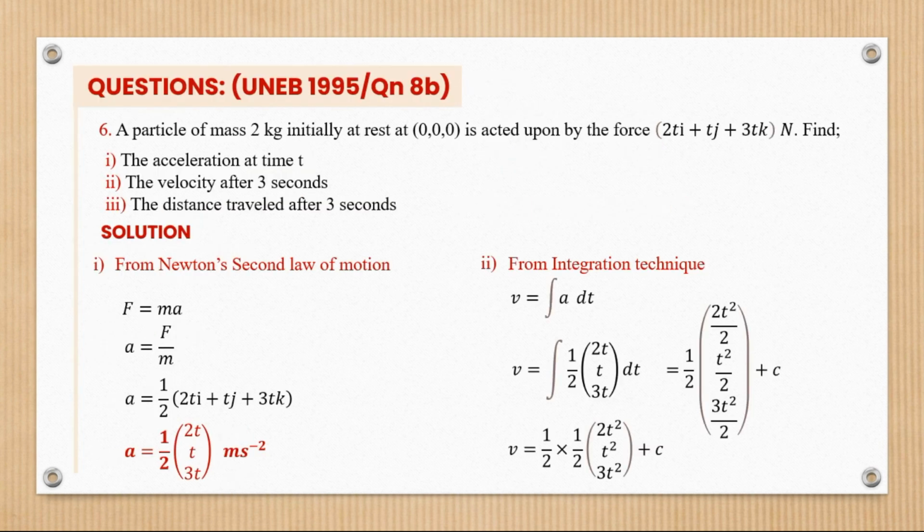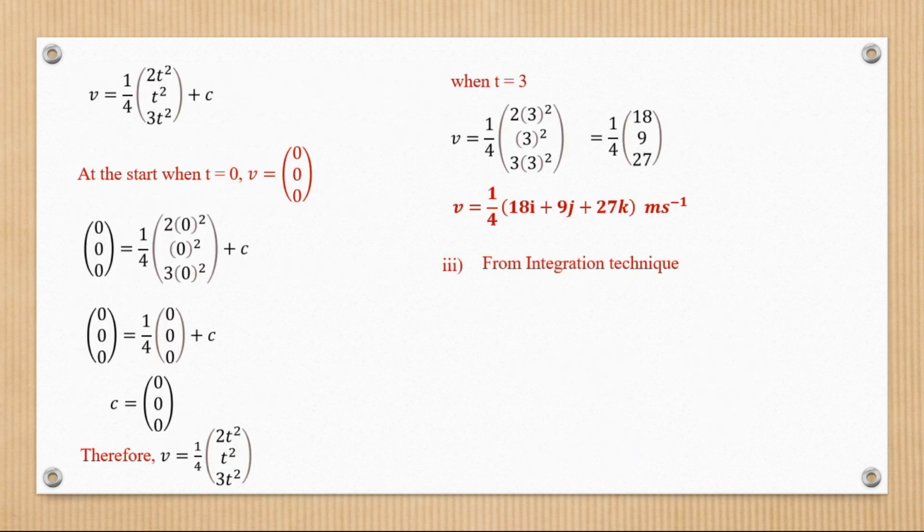So in part 3, we're being told to find the distance traveled after 3 seconds. So for part 3, from integration technique, we know that the distance r, or displacement r, is equal to the integral of v. Now, good enough, we know what v is. This is the value of v, so we're just going to plug it in. So this is what we have right now.